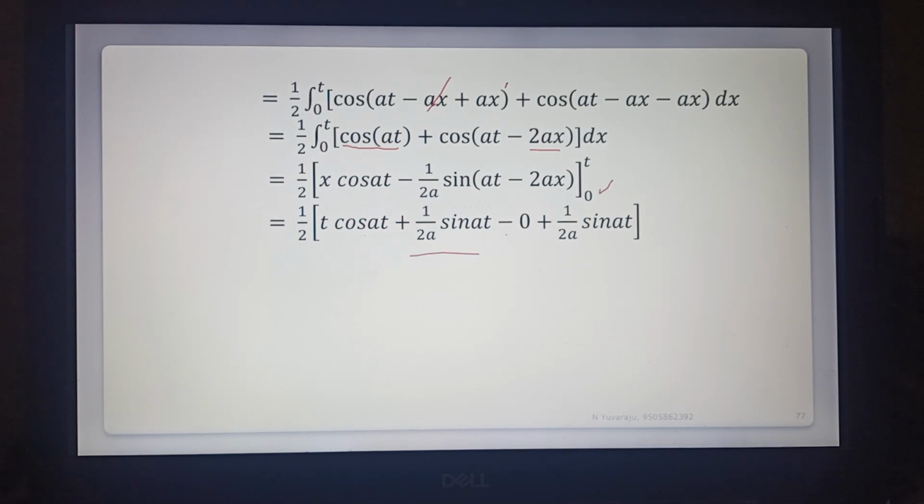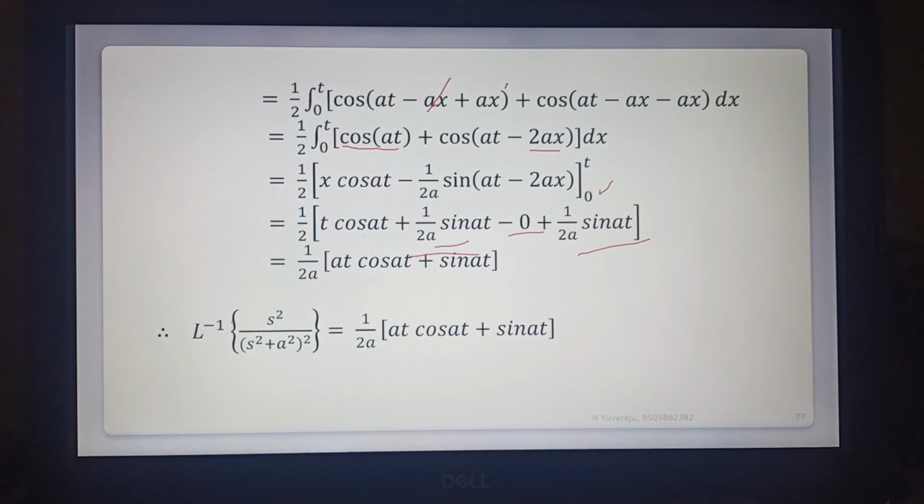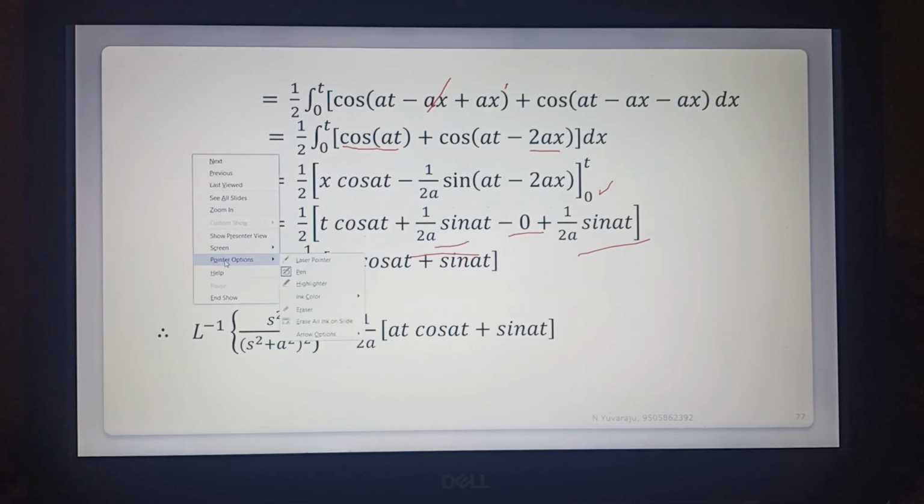So x equal to 0 means 0. Here minus of minus plus 1 by 2a into sine of at minus 0, so sine at. Both are the same, so that is 1 by a, and 1 by a is common. So that is 1 by 2a into at cos at plus sin at. This is the required result: L inverse of s by s square plus a square whole square is equal to 1 by 2a into at cos at plus sin at. Okay?